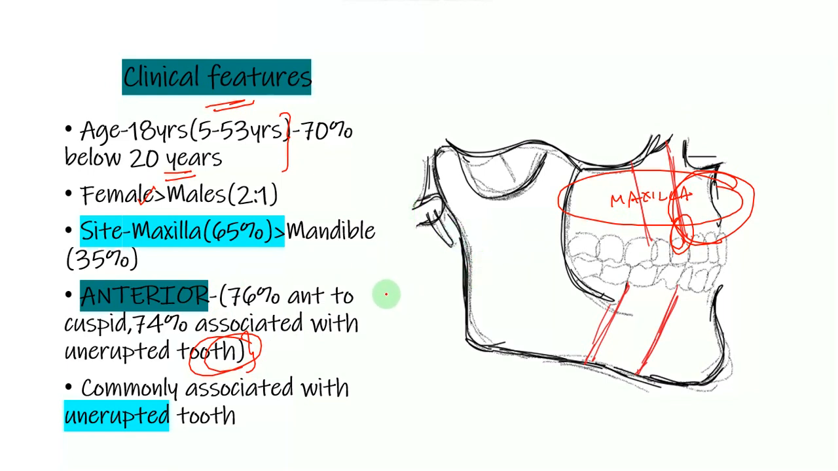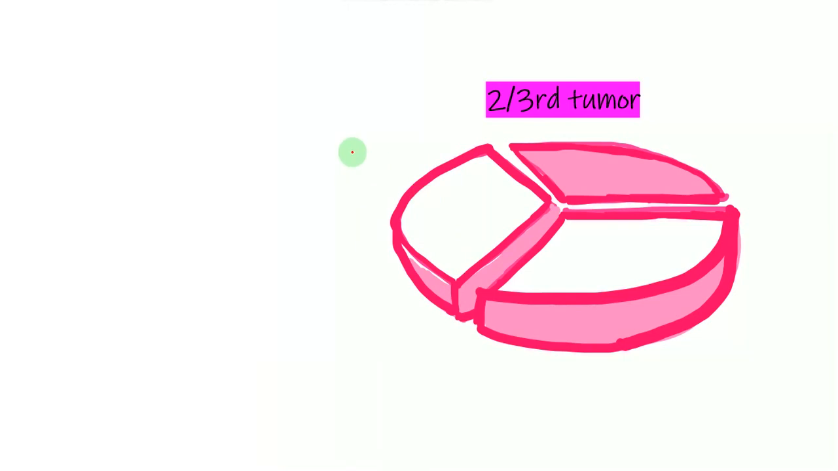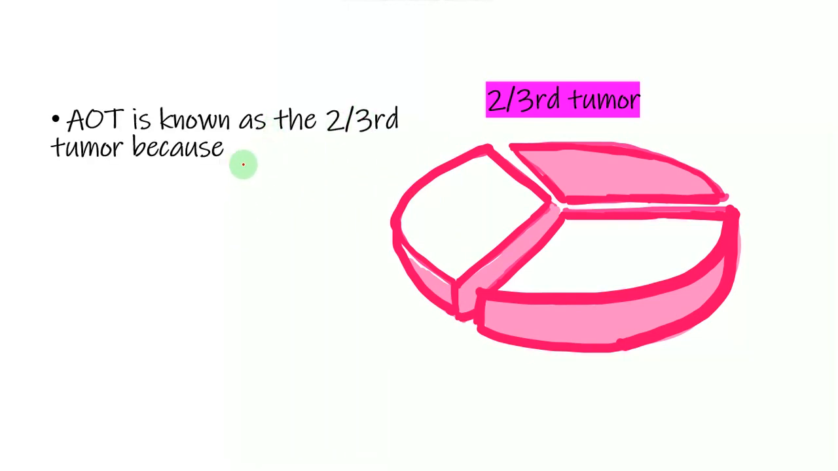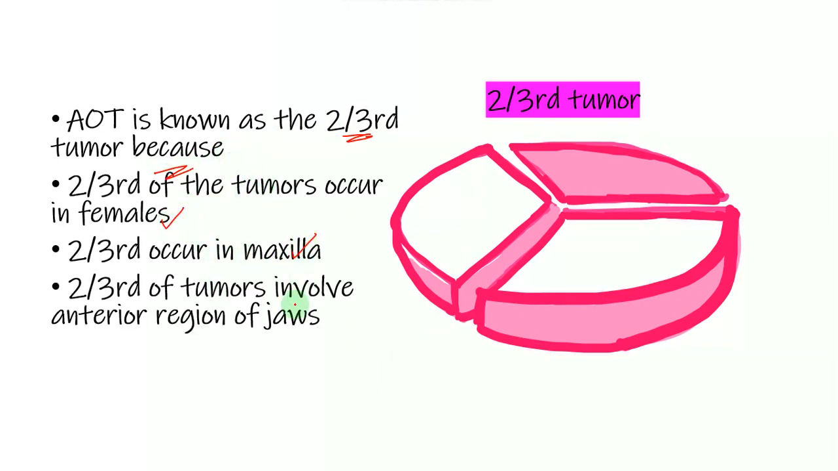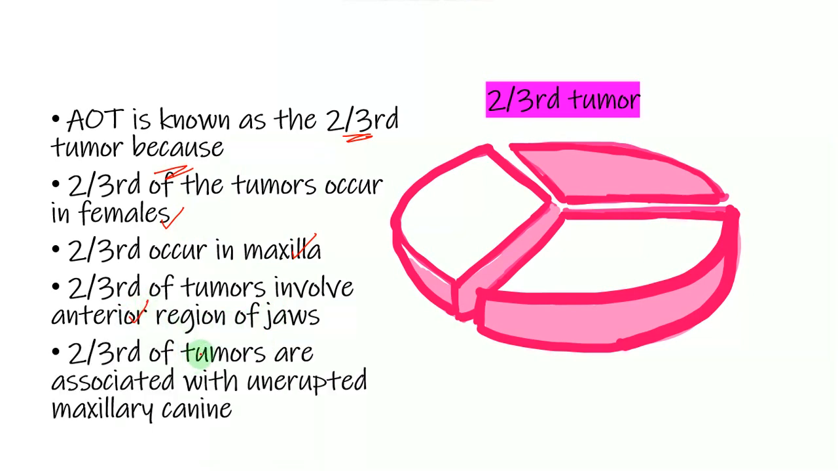Now, if you paid attention to the statistics here, you will understand why adenomatoid odontogenic tumor is also called the 2/3 tumor. And this is because 2/3 of it is occurring in females, 2/3 of it in maxilla, 2/3 of it in the anterior maxilla, and 2/3 even more so with the maxillary canine. So all in all, this is why it is called the 2/3 tumor.